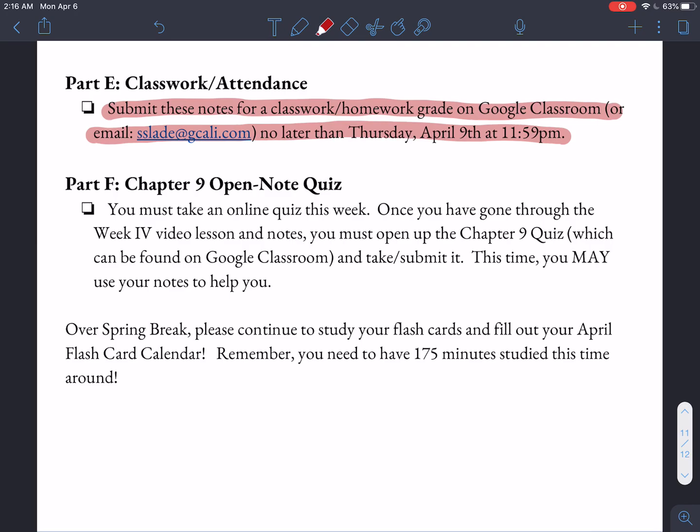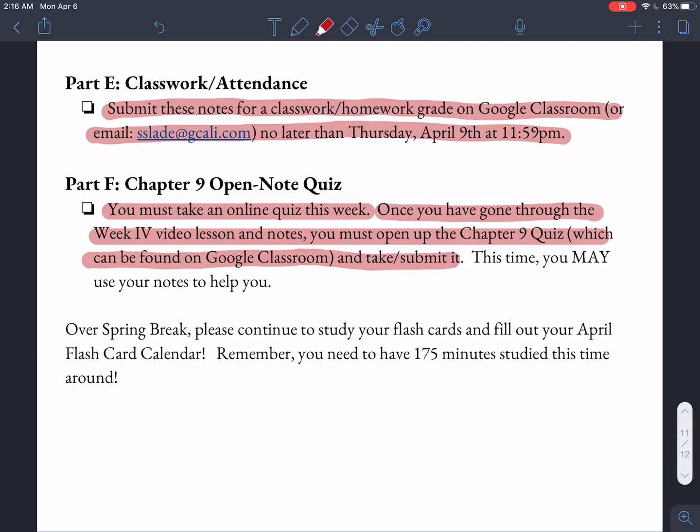Okay, in addition to that, similarly to last week, there's another part to this. Okay, it's going to be the Chapter 9 Open Notes quiz. Yes, you heard me right. I did say open notes. You can use your notes, children. Okay? You must take an online quiz this week. But of course, once you have gone through the week 4 video lesson and the notes, which you need to hand in, you must open up the Chapter 9 quiz, which can be found on the Google Classroom. And you have to take and submit it. This time, you may use your notes to help you. Okay?